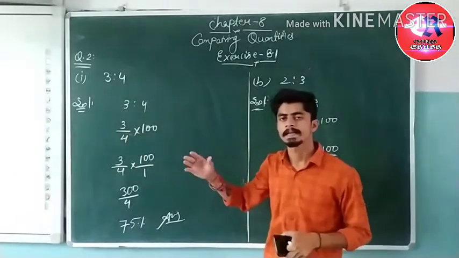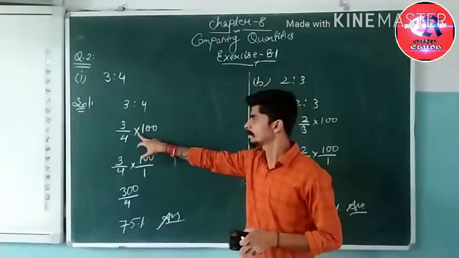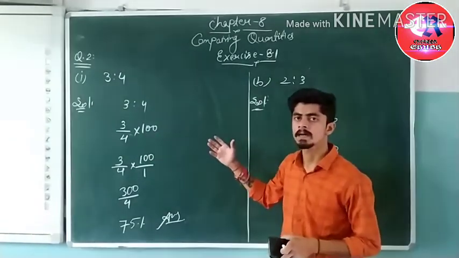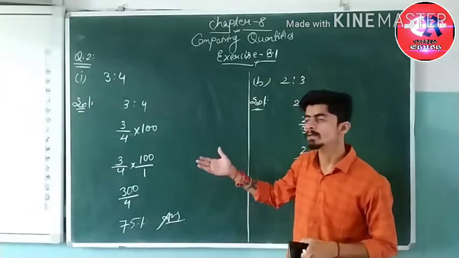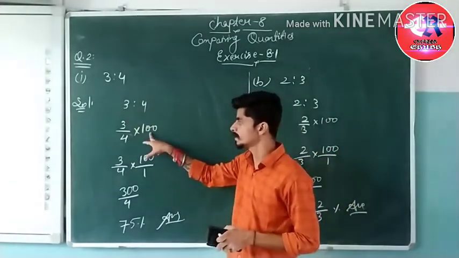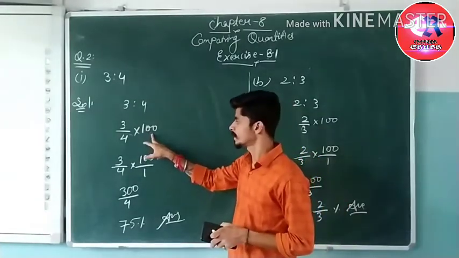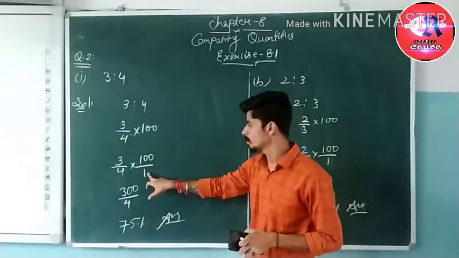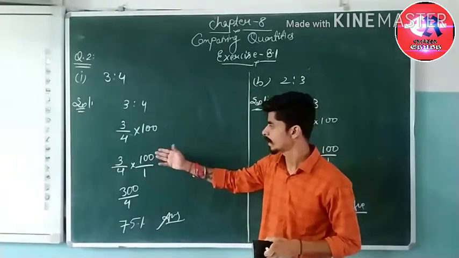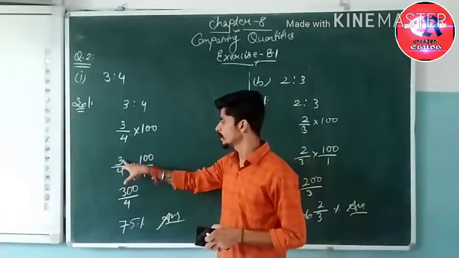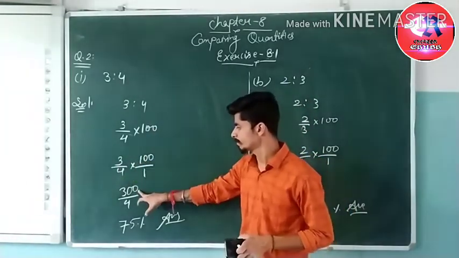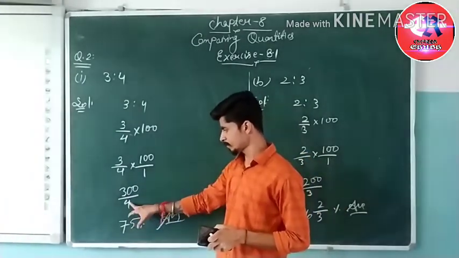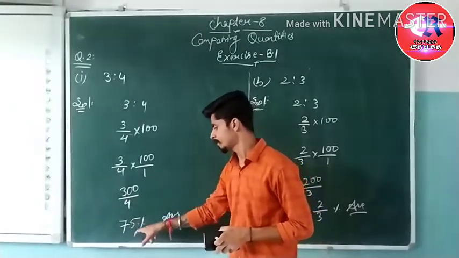When we are converting a ratio into a percentage, we multiply this ratio with 100, because what is a percentage? It is the parts of a whole expressed out of 100. So we are expressing this ratio out of 100. That's why we multiply it with 100. 100 does not have a denominator, so we give it the denominator 1, because when 100 is divided by 1, we get 100. Now numerator is multiplied with numerator. 3 into 100 becomes 300, 4 into 1 becomes 4. Now we simply divide. 300 divided by 4, we get 75, and this is the percentage.